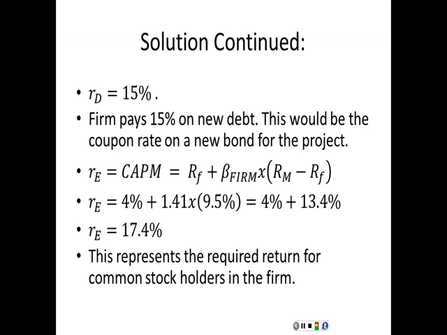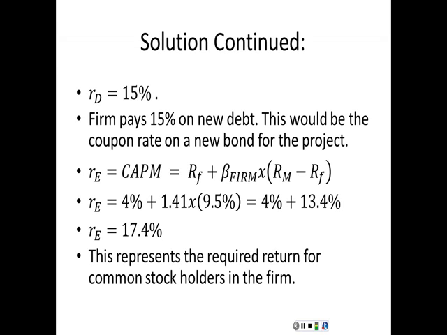Our cost of debt is 15%. So if a firm were to issue a brand new bond for this project, they would pay a coupon of 15% because that's the return that investors want to hold the debt. For the cost of equity, we apply the CAPM equation, which is the risk-free rate plus beta times the market portfolio risk premium. So here the problem says we have a 4% risk-free rate, a beta of 1.41, and a market portfolio risk premium of 9.5%. If you put all this together, you get a cost of equity of 17.4%.